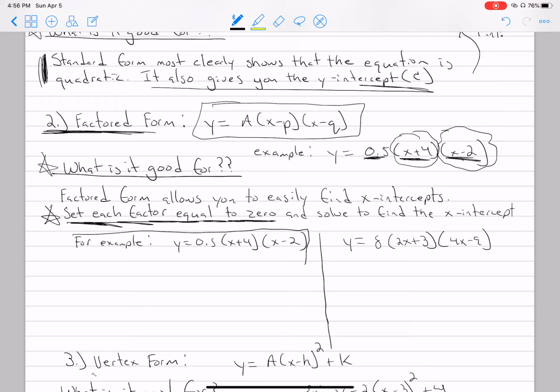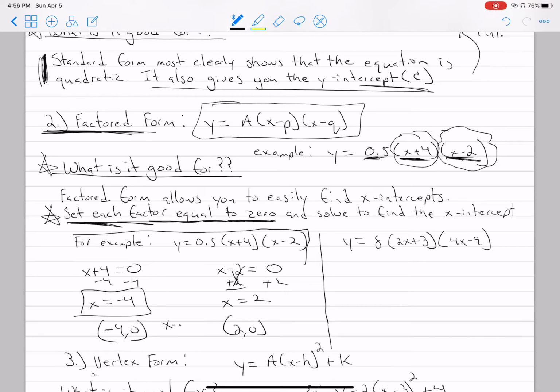So for example, write this one down. I could take this factor, x plus 4, and set that equal to 0, solve it, x equals negative 4. My x-intercept is (negative 4, 0). Same for this one. I can find this factor, it's x minus 2. Set that equal to 0, plus 2, x equals 2. That means my x-intercept is (2, 0). These are my x-intercepts: (negative 4, 0) and (2, 0). And I can see it right here if I just remember it's the opposite of this and the opposite of that.